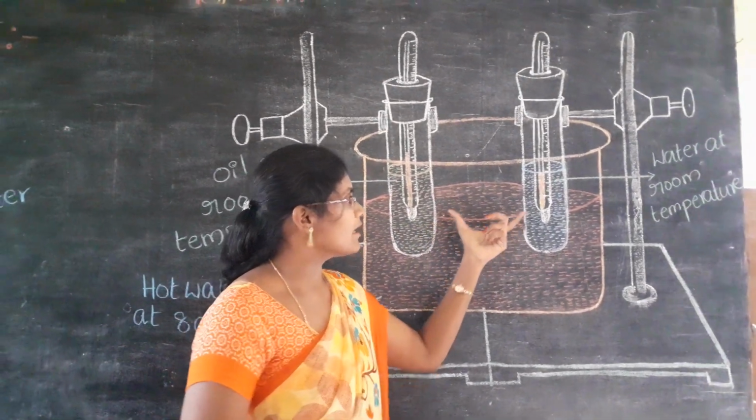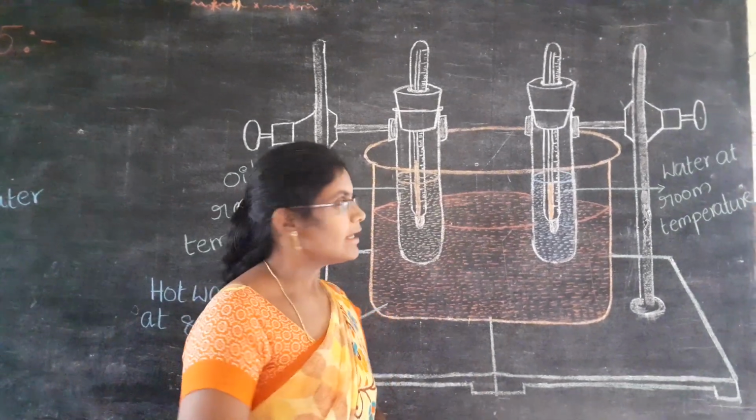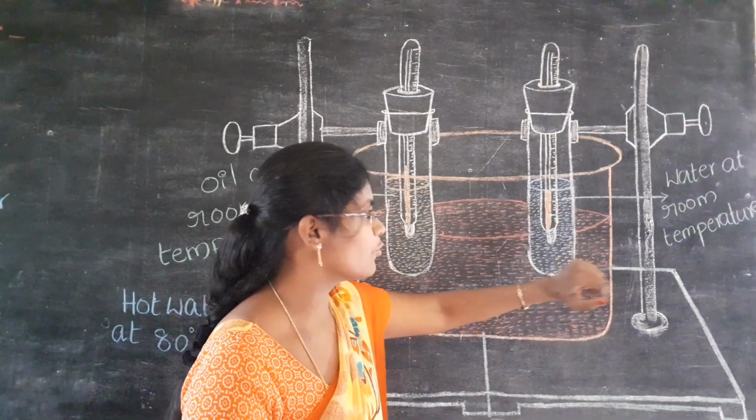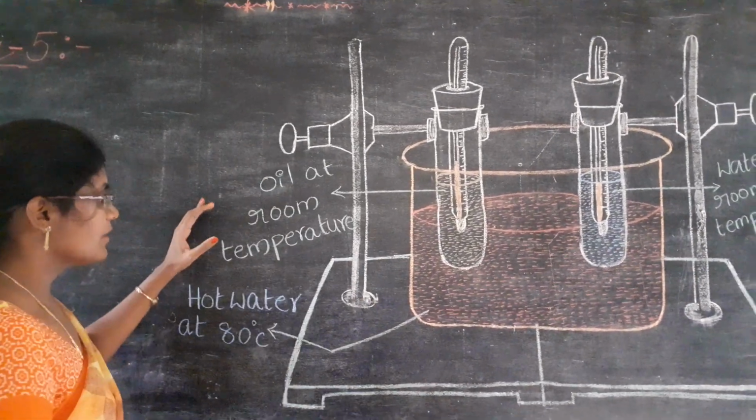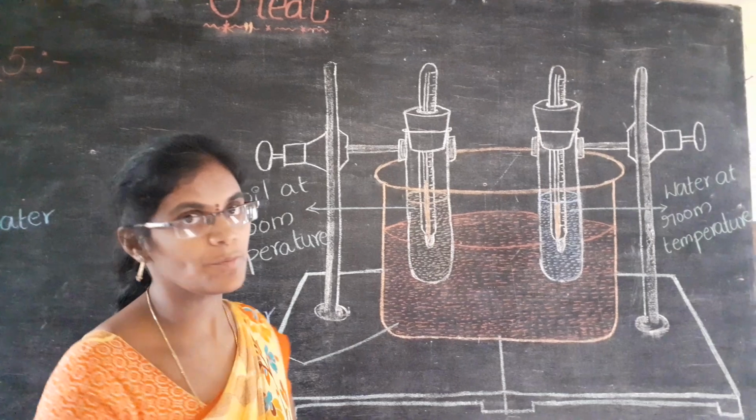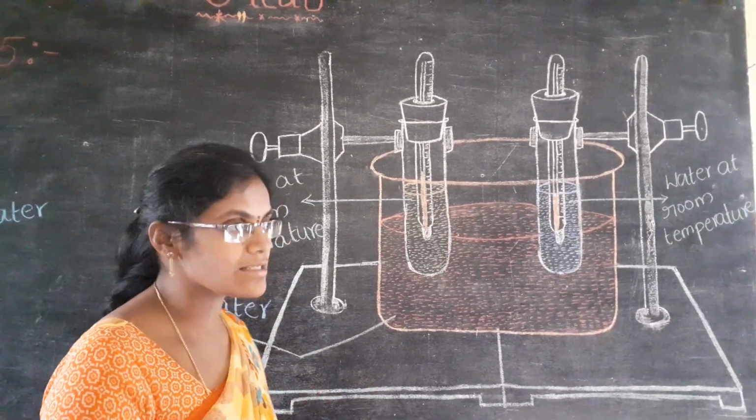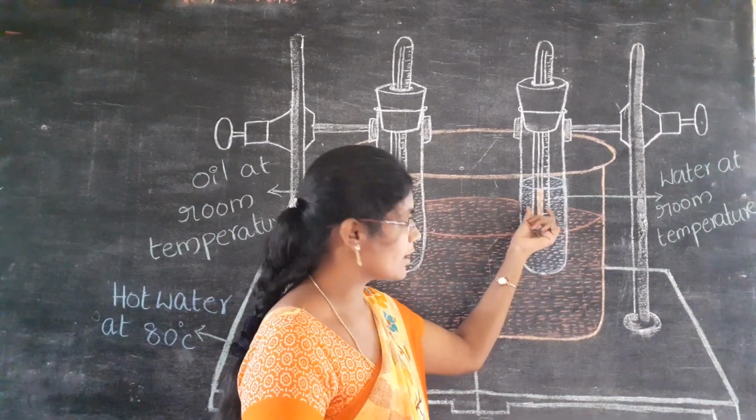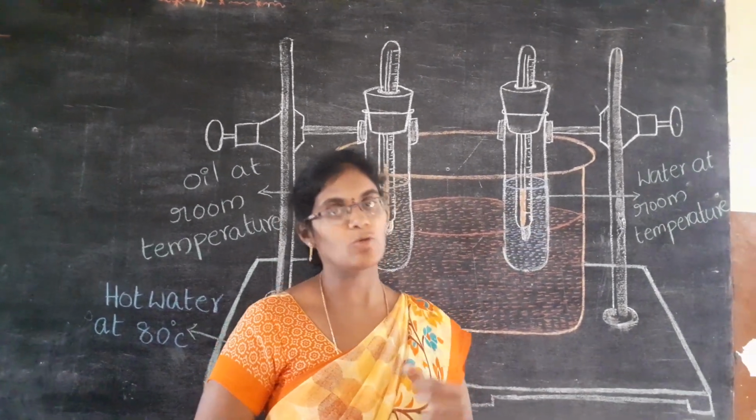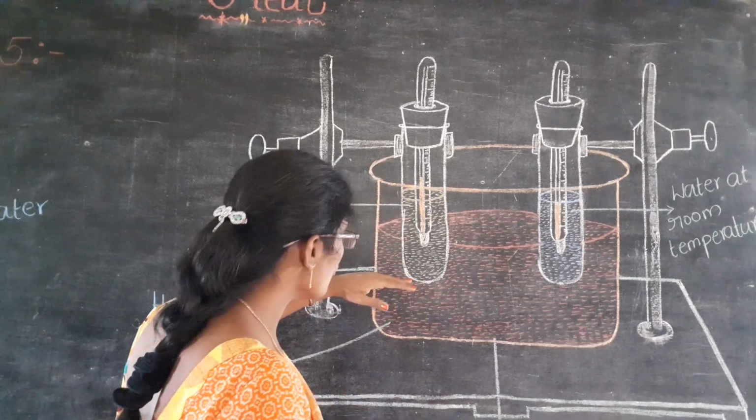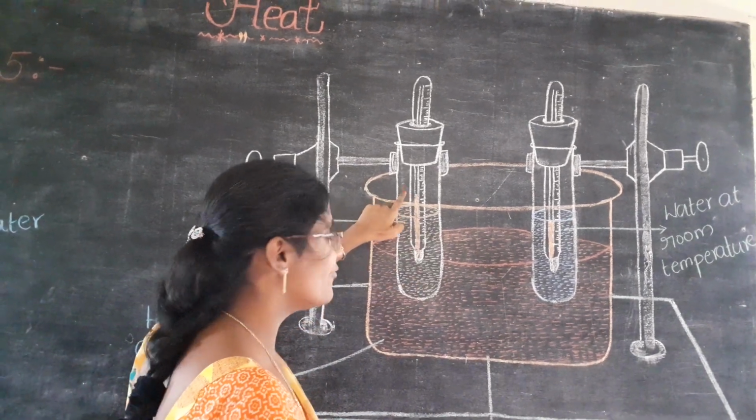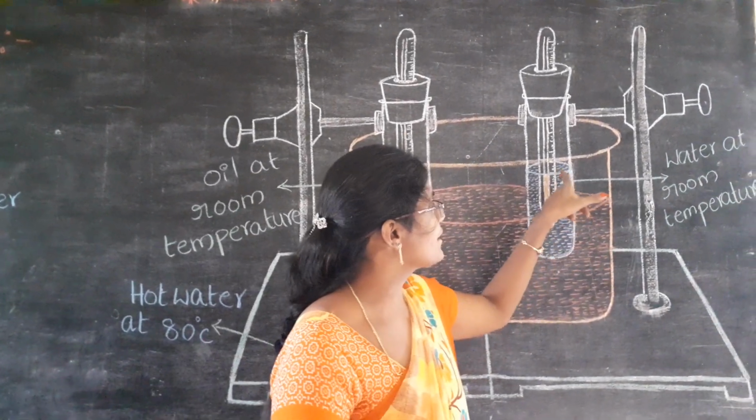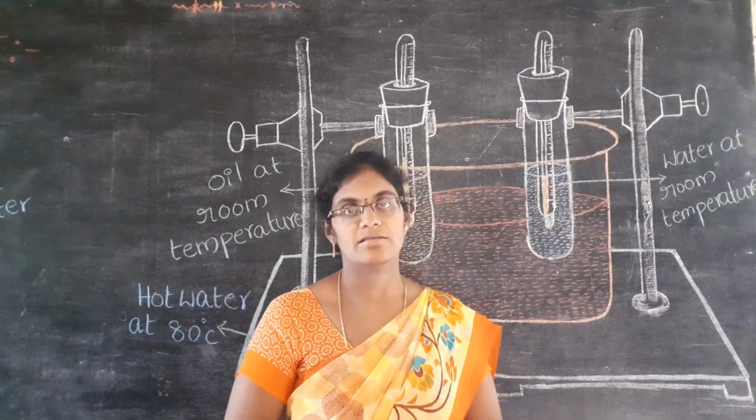Every 3 minutes observe the temperature readings. Initially the temperature of the oil and the water is the same; both are at room temperature. But after 3 minutes, what happens? The temperature of the water rises a little, but the rate of rising temperature of oil is very high, while the rate of rising temperature of water is less.